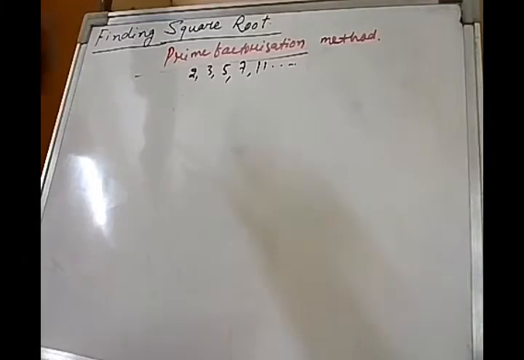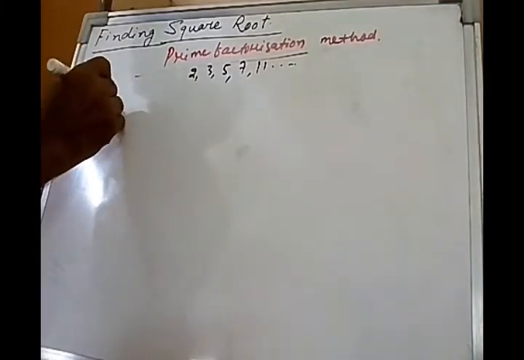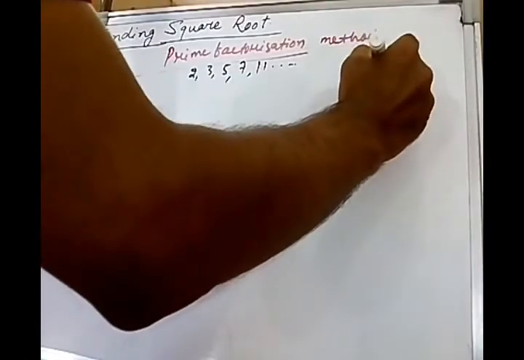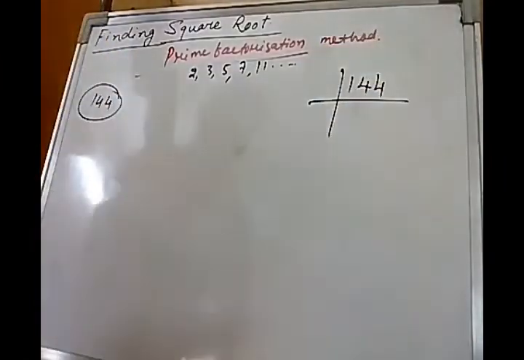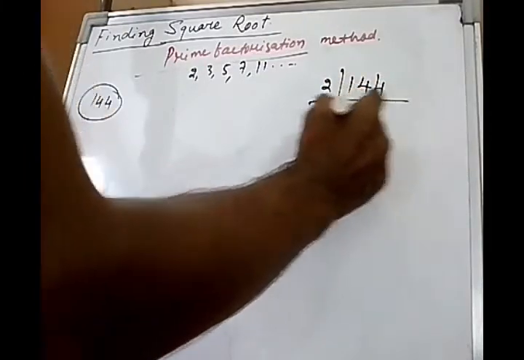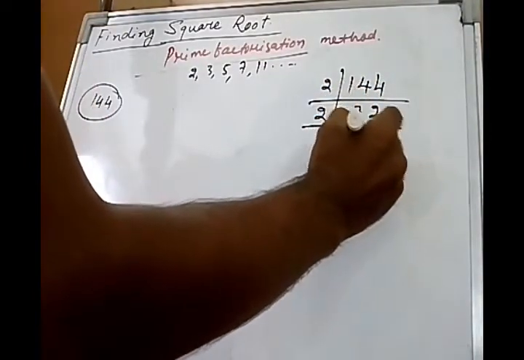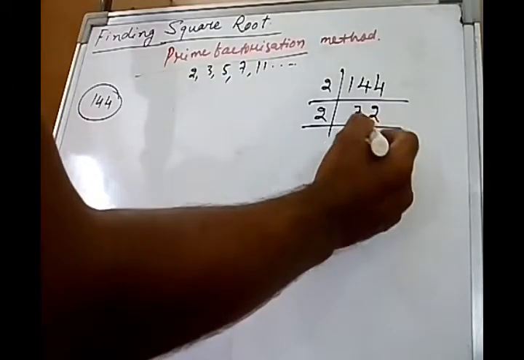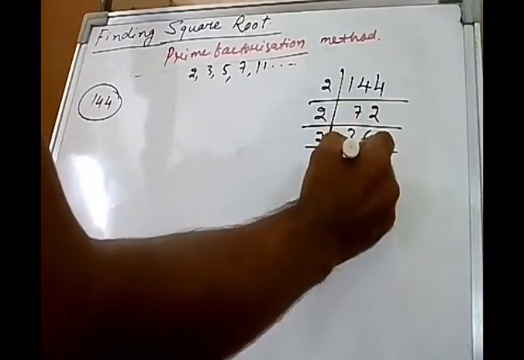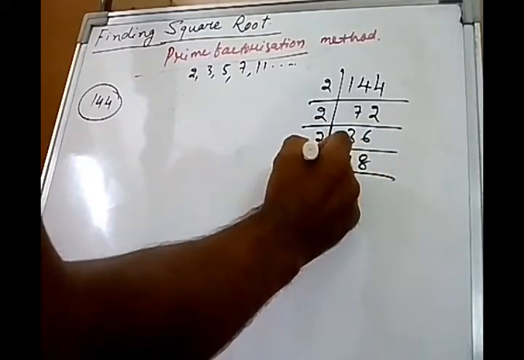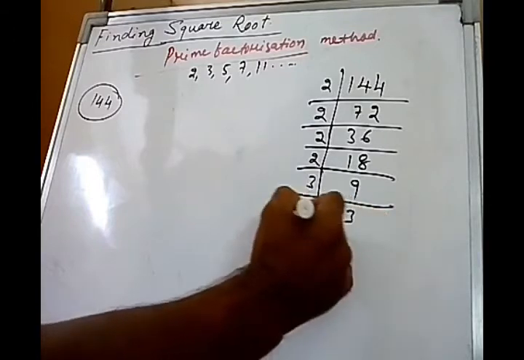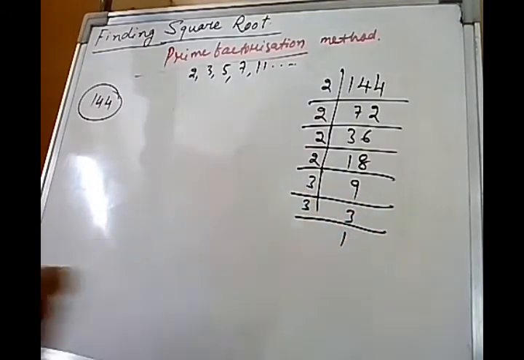Let's take another example, 144. So here 144 can be factorized. Now first prime number is 2, so 2 7s are 14, 2 2s are 4, 2 3s are 6, 1 remainder and 2, that is 12, 2 6s are 12, 2 1s are 2, 2 8s are 16, 2 9s are 18, 3 3s are 9, 3 1s are 3.